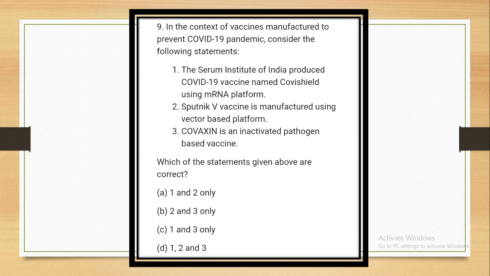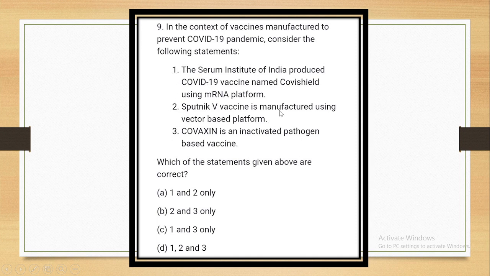Next question. In the context of vaccines manufactured to prevent the COVID-19 pandemic, consider the following statements. Statement 1: The Serum Institute of India produced a COVID-19 vaccine named Covishield using the mRNA platform. This statement is incorrect. Covishield is not based on the mRNA platform. It is a viral vector platform. So statement 1 is incorrect.